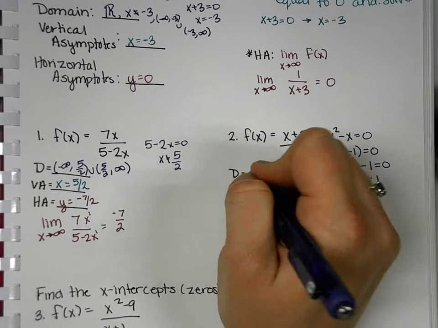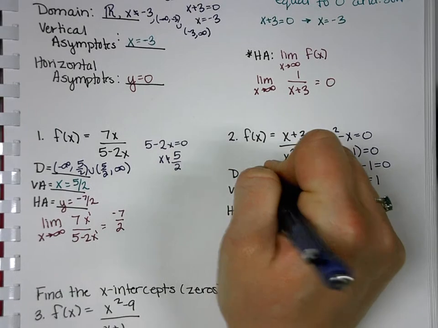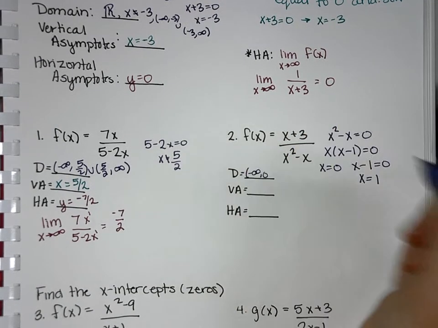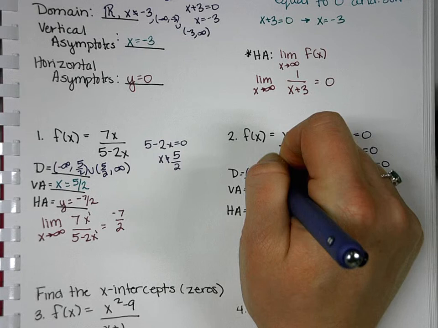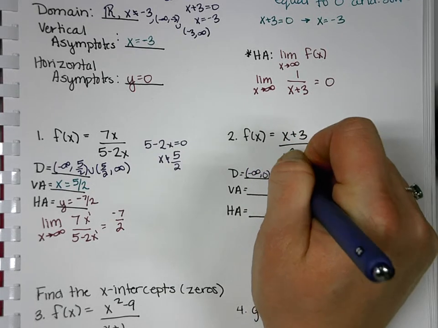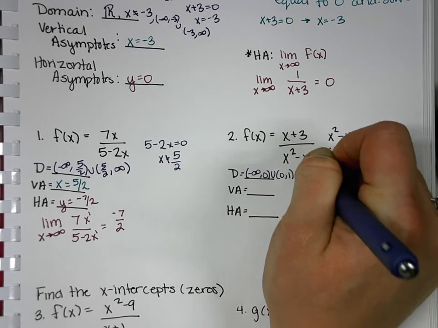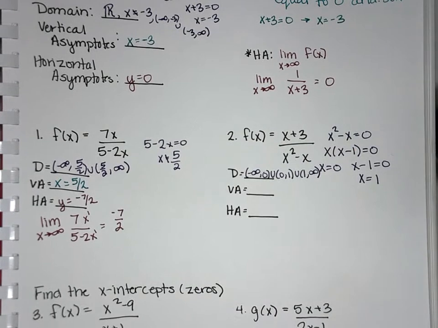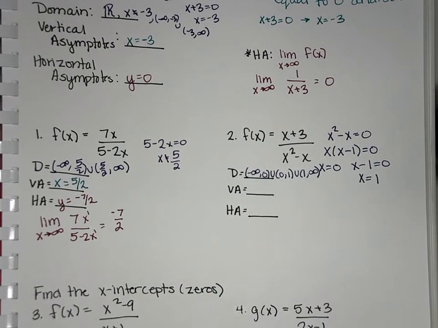So my domain would be negative infinity to 0 in union with 0 to 1 in union with 1 to infinity. Or if you would rather write all real numbers except x cannot equal 0 and 1, that's fine too. I'll take either one.